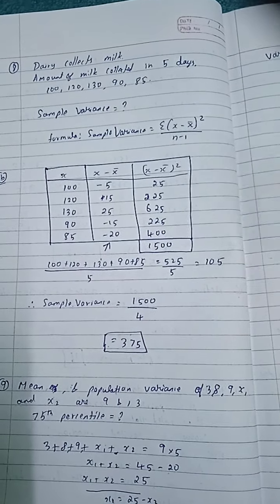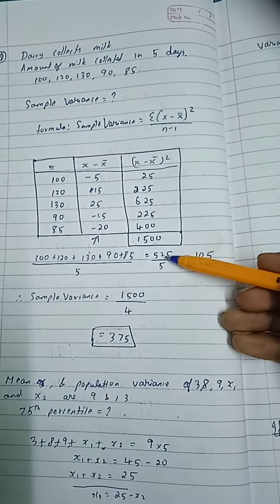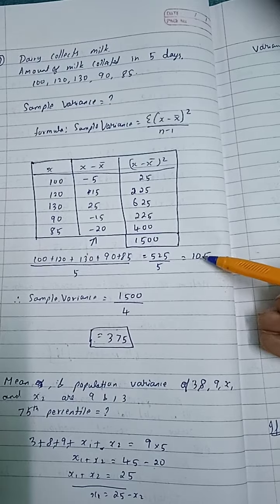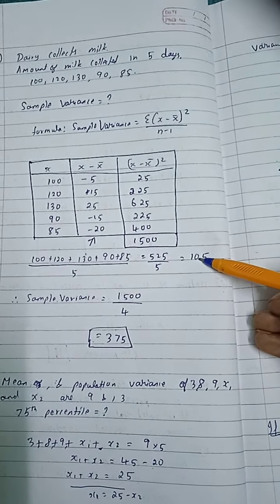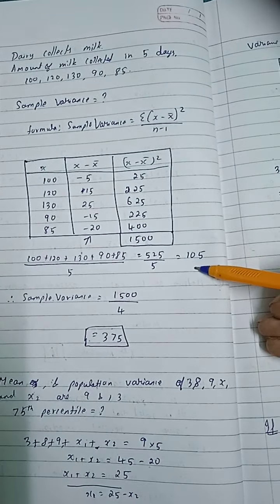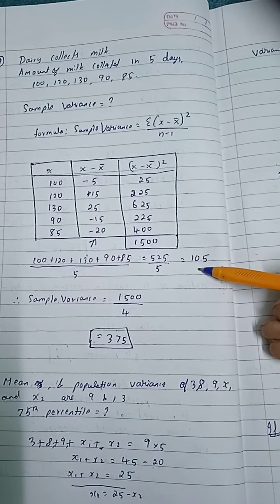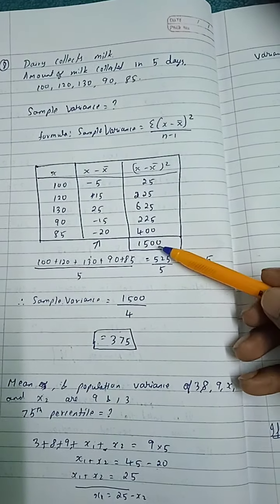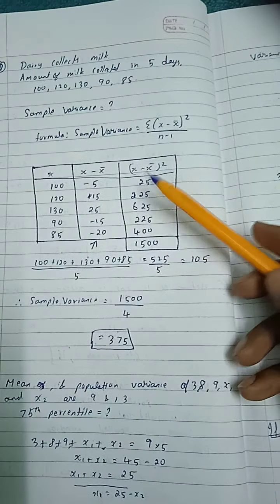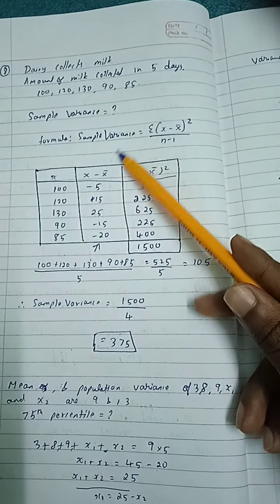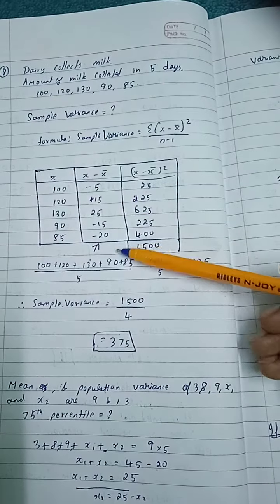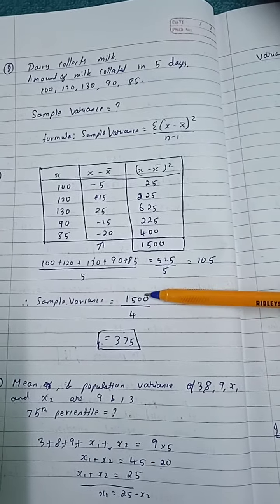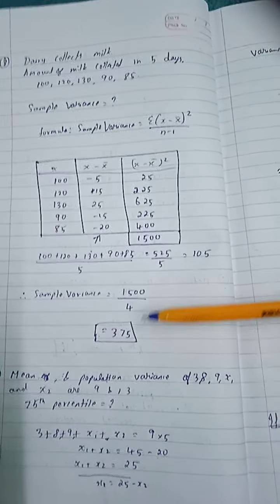So we have the sum of 525 divided by 5, which is equal to 105. Actually this is the average, I mean the mean. I have entered it at the bottom after 5, just for you to know what this is. Here we have 1500 as the total, and they have asked for sample variance, so we use n minus 1. n is 5, so 4. The total answer is 1500 by 4, which is equal to 375.